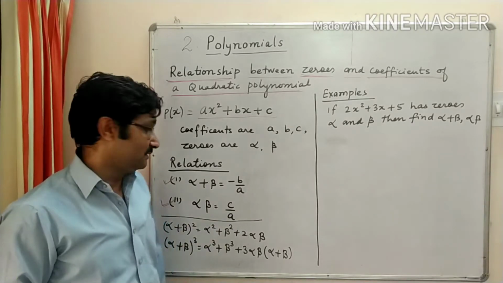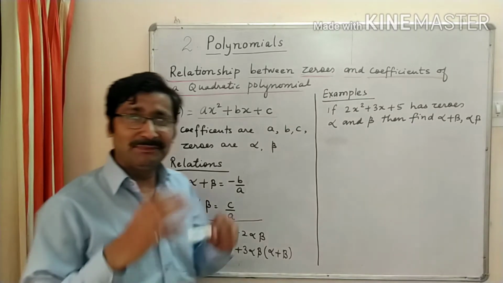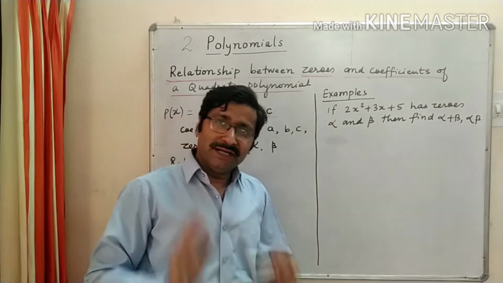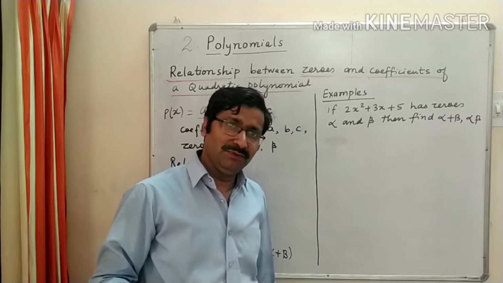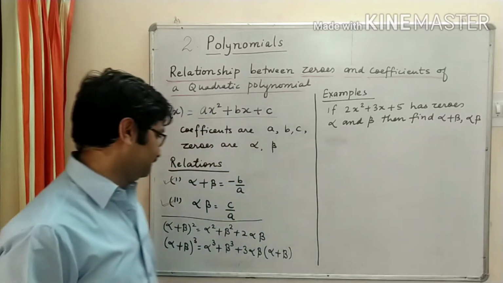This is very simple. This very simple formula you have: alpha plus beta equal to minus b by a, and alpha into beta is c by a. So it is a very simple formula, and you can learn it also.